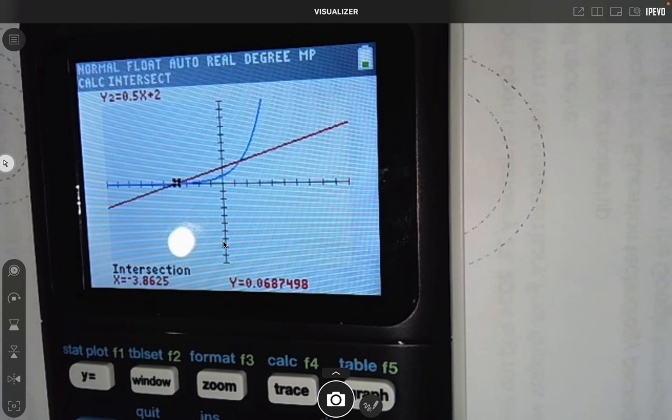Negative 3.8. Okay, again, you're not going to be tested on this, but if you understand this, you are very ahead for Algebra 2. This is the kind of stuff that we'll be doing in Algebra 2. So I just wanted to introduce all that to you. Do I need to go over any of that again? No? Okay.